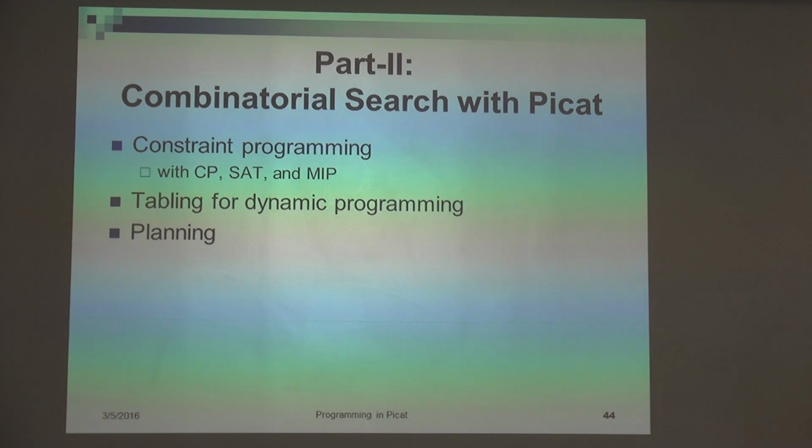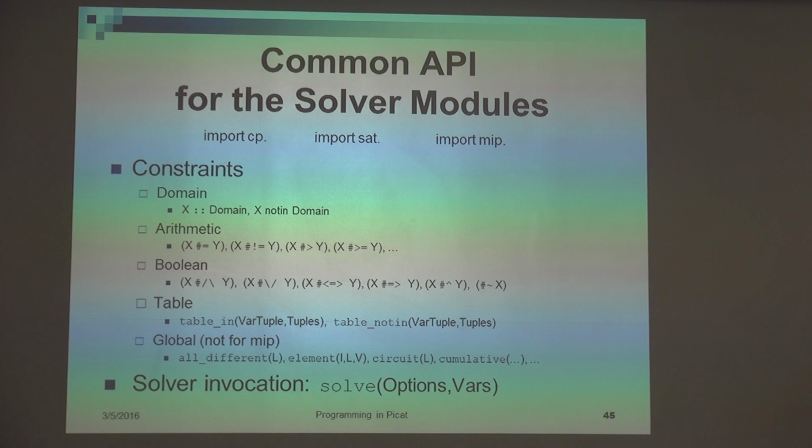And the second part is on combinatorial search with Picat. First, let me talk about constraint programming in Picat, and then tabling for dynamic programming, and then planning. So first, Picat provides 3 solver modules: CP, SAT, and MIP. All these 3 solver modules follow the same API, which makes switching from one solver to another seamless.